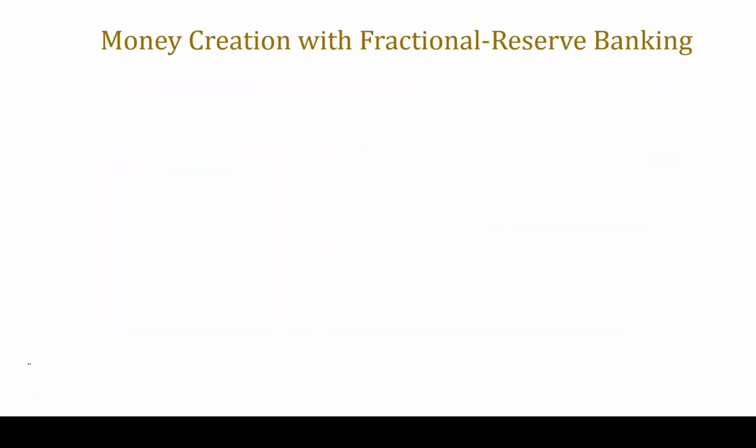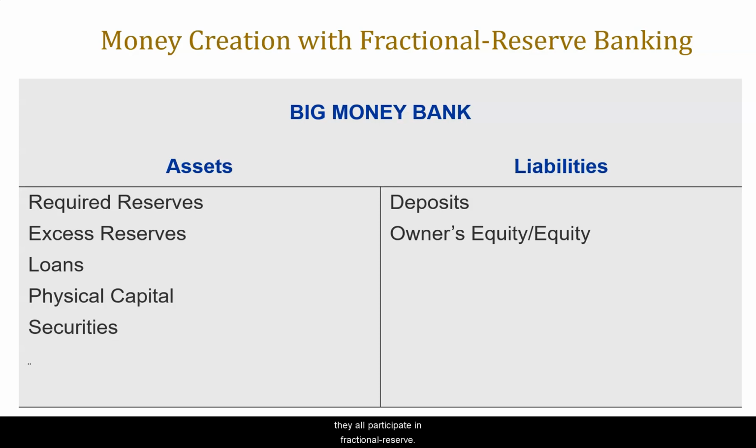So in the last video, you were introduced to the introduction of banks. And banks are members of the Federal Reserve System. They all participate in fractional reserve. So you have Big Money Bank and its balance sheet with assets in its respective categories and liabilities with its respective categories. Now let's see how banks create money with the fractional reserve banking system.